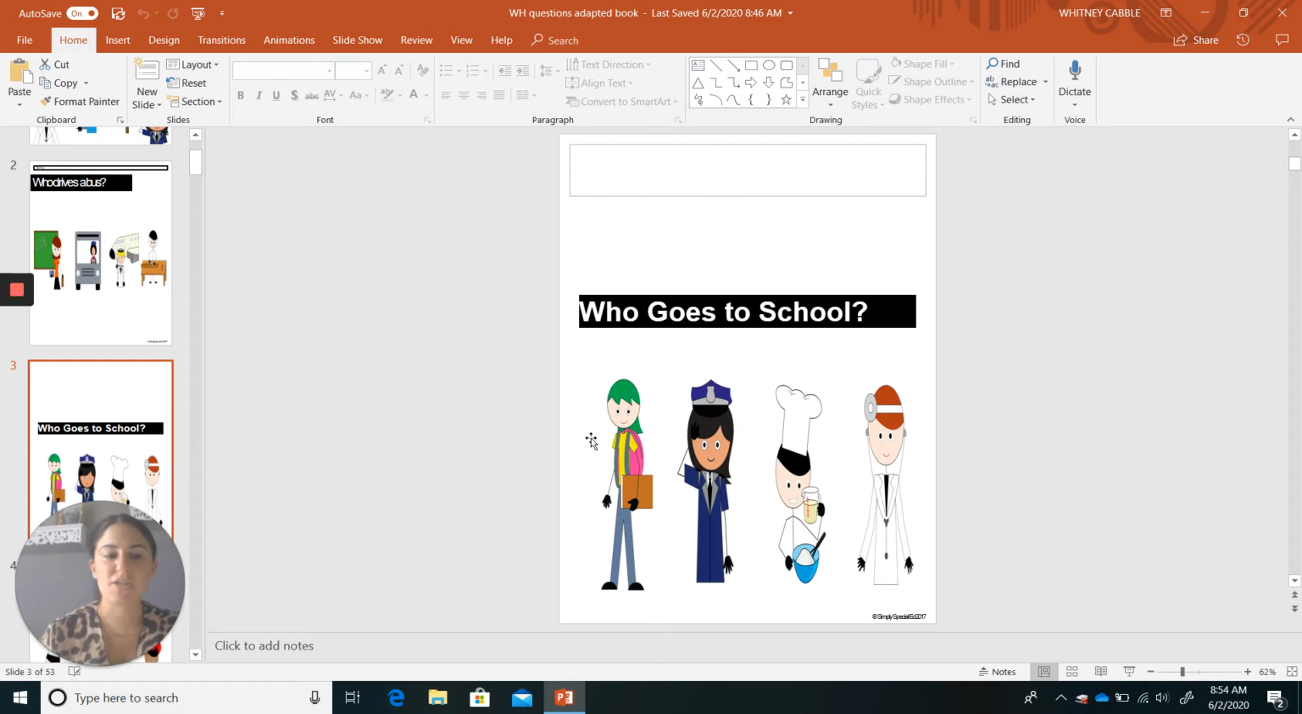Okay, our next question is, who goes to school? This looks like a kid wearing a backpack and holding a book. It looks like a student. Does a student go to school? Does a police officer go to school? Does a chef go to school? Does a doctor go to school? Who goes to school? Point to the right person. If you pointed to this student right here, you're right. This person is ready to go to school. She's got her backpack, got her books, ready to go.